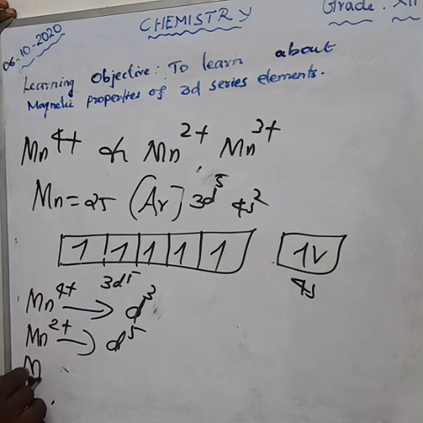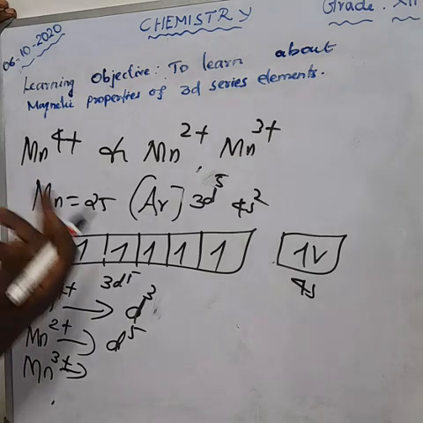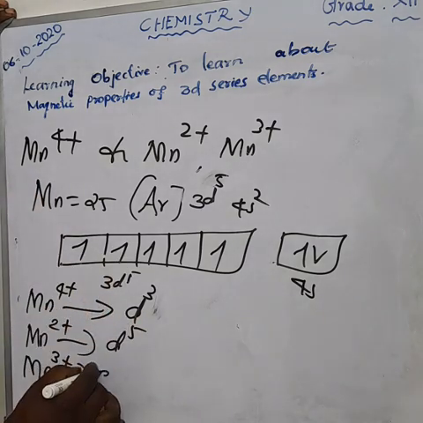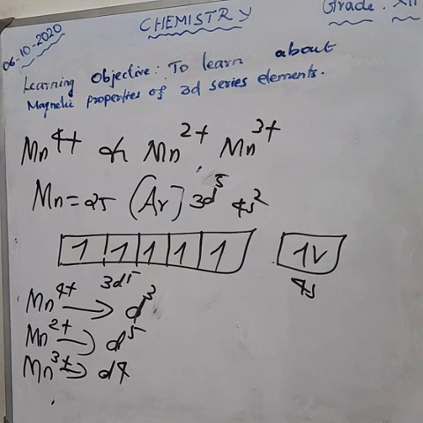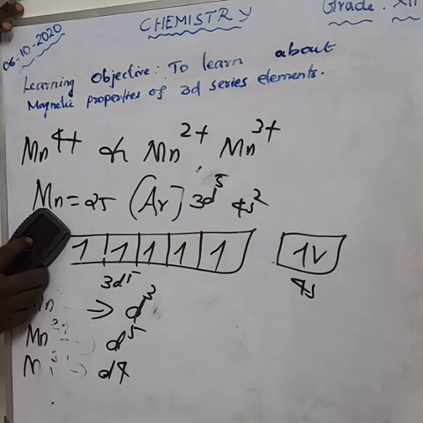What about Mn3+? Can you see Mn3+? Out of 7 electrons, 3 electrons are lost, so we get the d4 configuration. Like that, you should calculate all the configurations. Okay, and also very important are copper, zinc, nickel. These are all important questions for the one-word question.